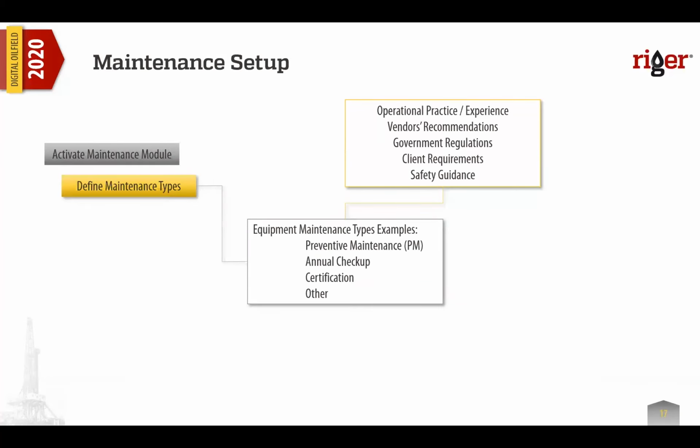First of all, we need to activate the maintenance module, but it's not about users, it's more about our side. And then we need to define the maintenance type. A maintenance type could be a specific type of maintenance, for example, preventive maintenance, annual checkup, certification, and other. And those are usually done by operational practice and experience, vendors' recommendations, government regulations, client requirements, or safety guidance.